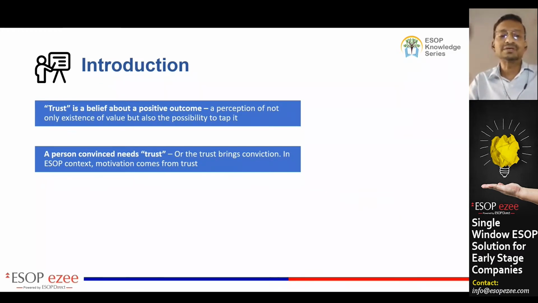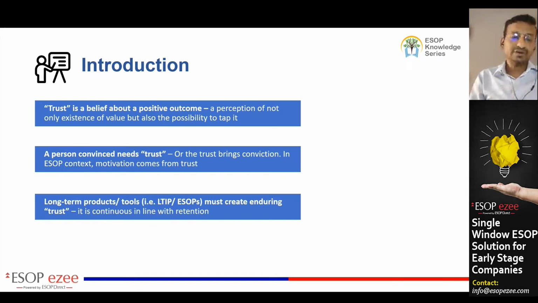So now in the ESOP context, motivation comes from the trust, and motivation is the result of the trust. If employees have trust in an ESOP plan, generally they show motivation, and that is one of the core objectives of the ESOP scheme, to bring in the motivation so that employees can stay with the company and bring in the much desired corporate growth, etc.